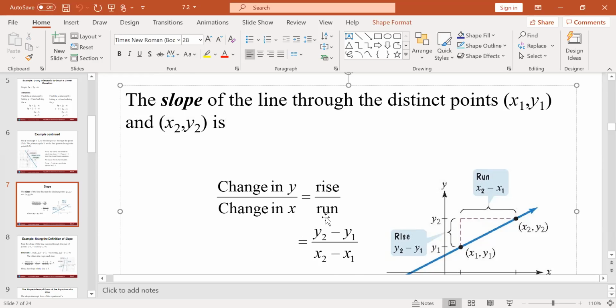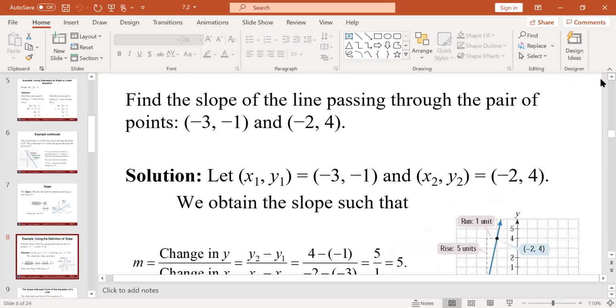To calculate that slope, it uses a simple formula. You take the difference in the y coordinates divided by the difference in the x coordinates, which makes sense because the y coordinates prescribe up and down motion. The x coordinates prescribe left and right motion. So the differences in the y's over the differences in the x is exactly rise over run. It's the change in your vertical motion divided by the change in your horizontal motion.